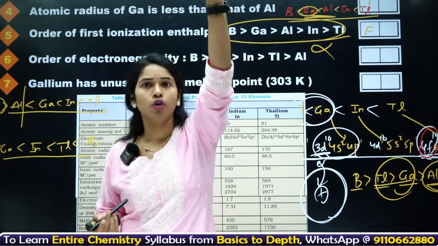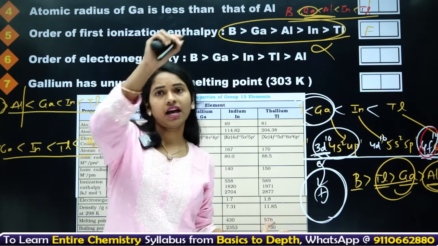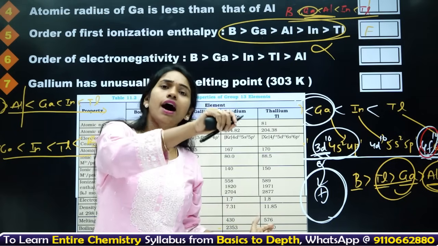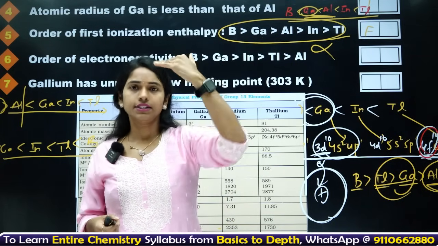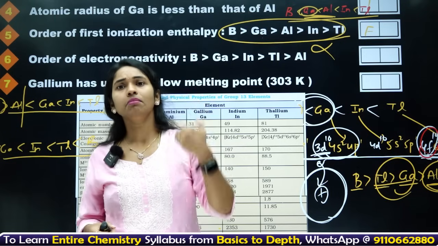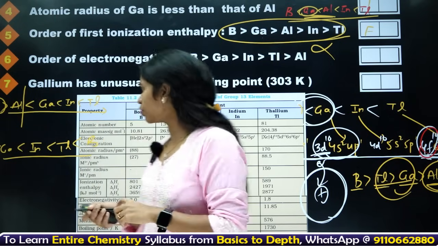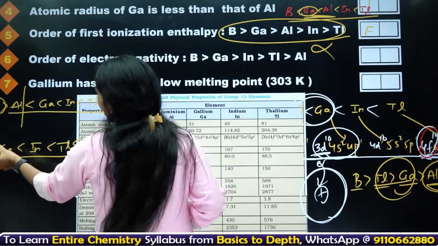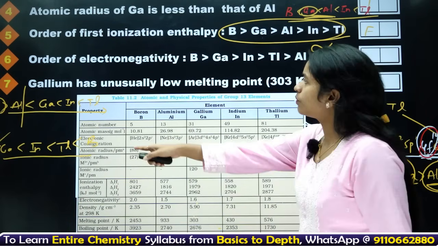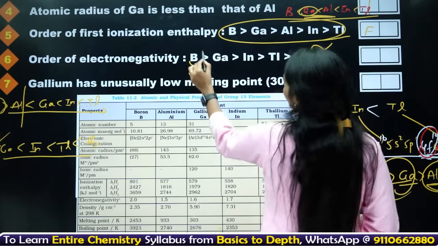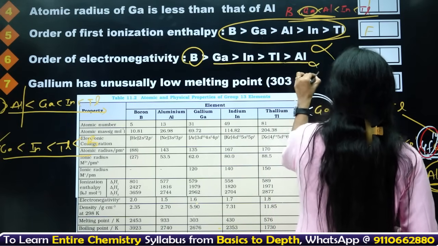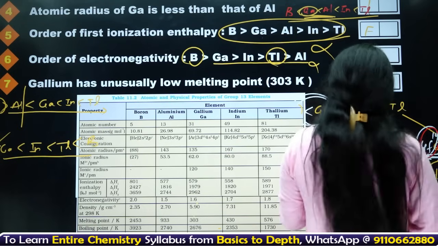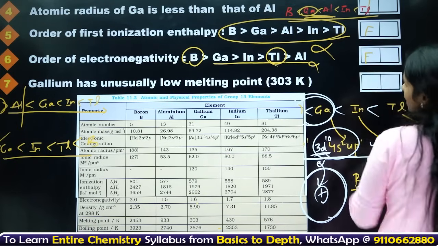So first is boron, aluminum, gallium, indium, thallium. Reverse the order. So the last fifth one comes to the second position. So boron, next thallium, next element indium, next element aluminum, like that. So the one which is having low electronegativity is which one? Aluminum. So this order is a wrong order because thallium is having the highest. Then this is a false statement.